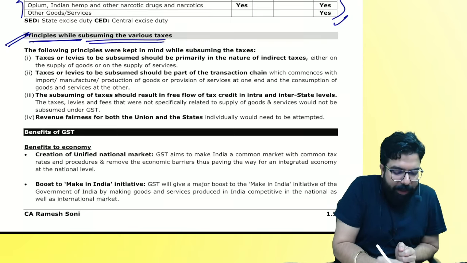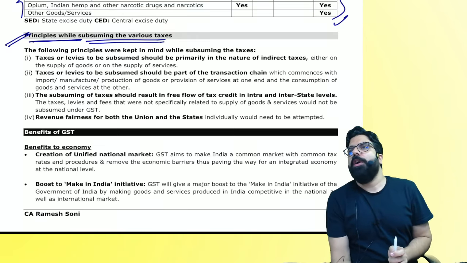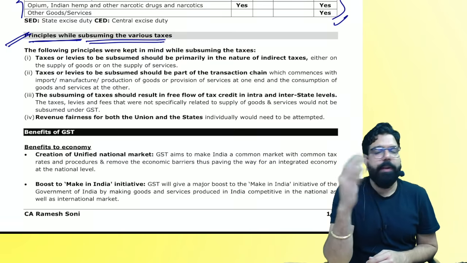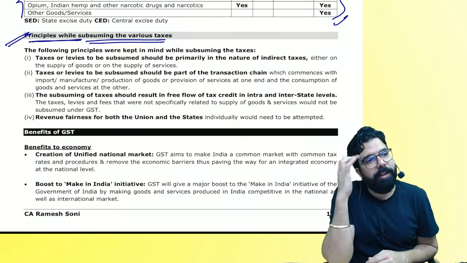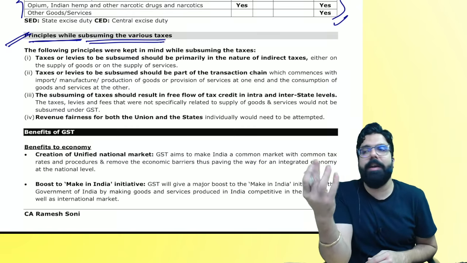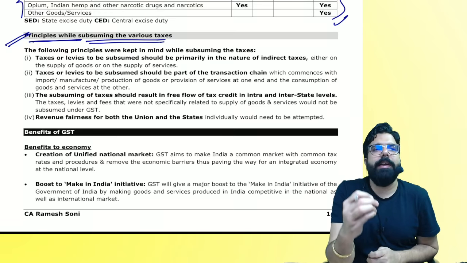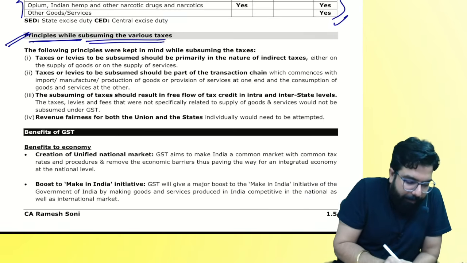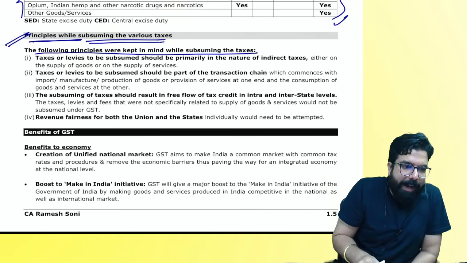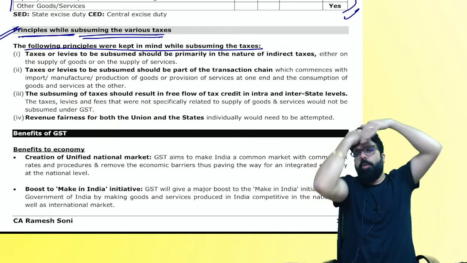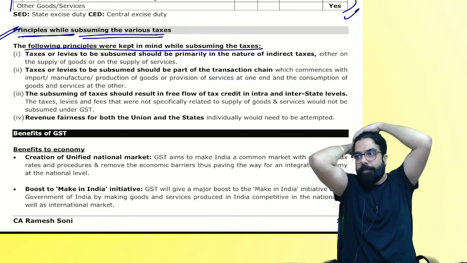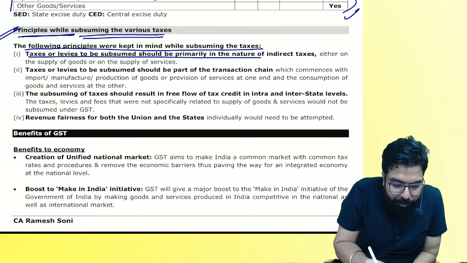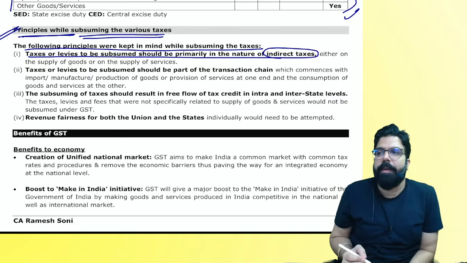Principles-wise, subsuming the various taxes. People listen. When the government was going in and telling, this tax we will delete, this tax we will delete, what was the thought of the government? What principles did the government adopt when they were telling, we will delete this tax, this tax, this tax? They are telling, the following principles were kept in mind when the taxes were being subsumed. Can you tell me who decided which tax will be subsumed? Very good. So they are telling, taxes or levies to be subsumed should primarily be in the nature of what, everyone?